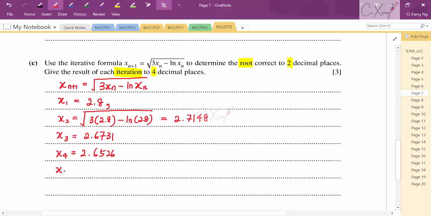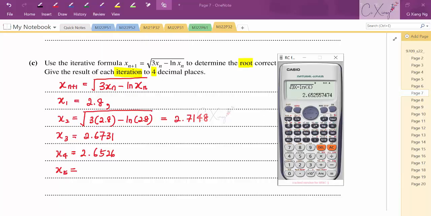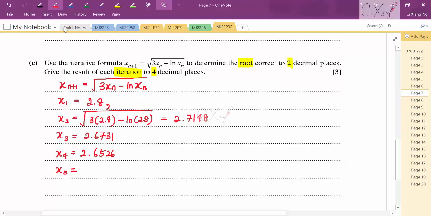Okay, then continue to get the next value. For the next value again, you straight away click calculate, CALC, and then key in the value for your x4. So your x4 is 2.6526. And I press the equal sign. And this is the next value that I get, 2.6424.